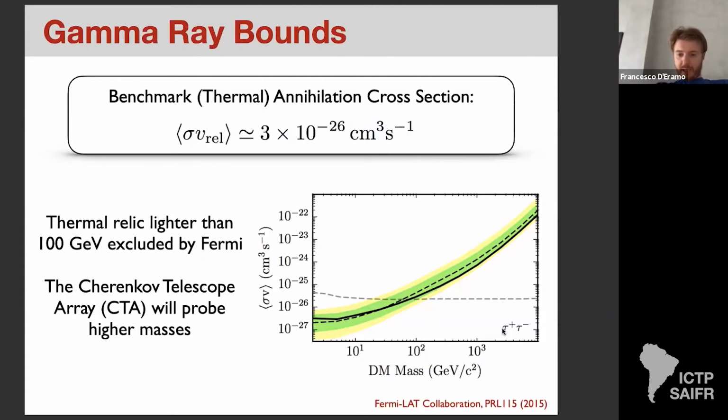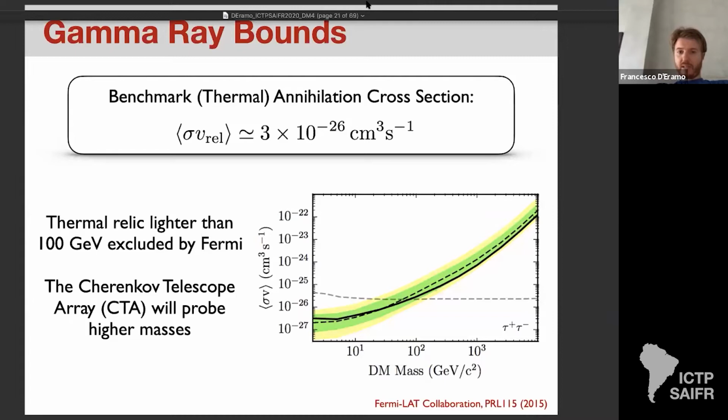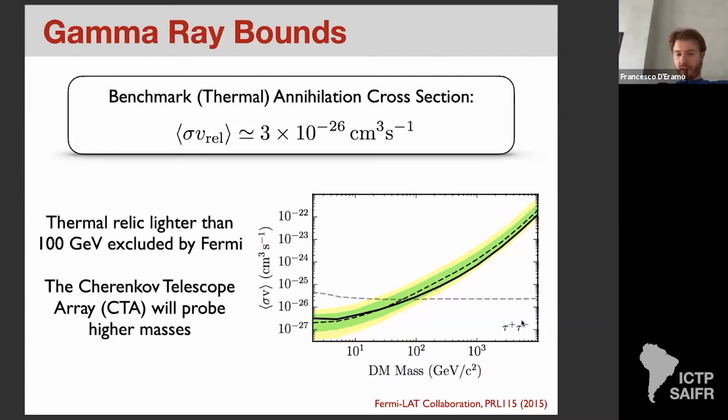So this is the case for the specific annihilation to tau final state. So it's a specific one, and if you look at this paper from the Fermi collaboration, they give you bounds for all sorts of different standard model annihilation final states. And you see that for the tau case, thermal relics with mass below 100 GeV are actually excluded by Fermi, but of course the bounds depend on the masses.